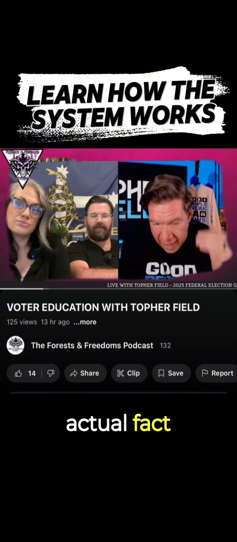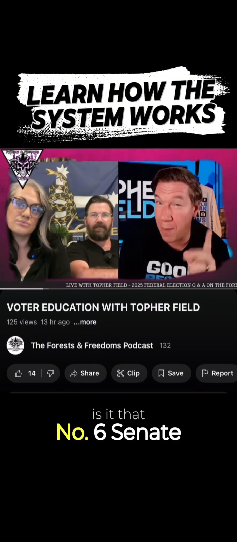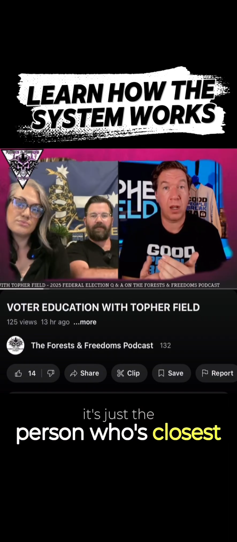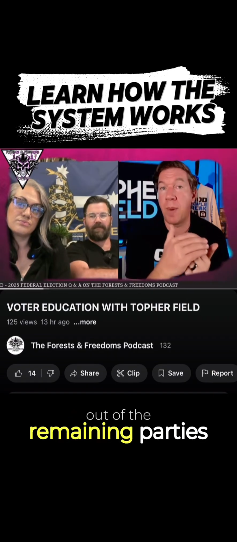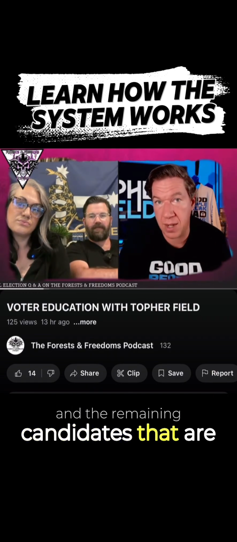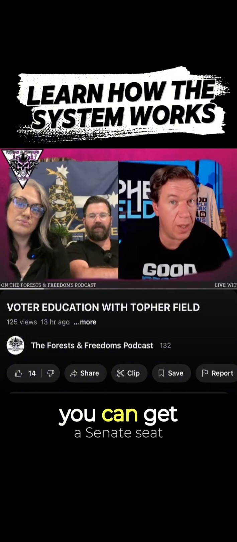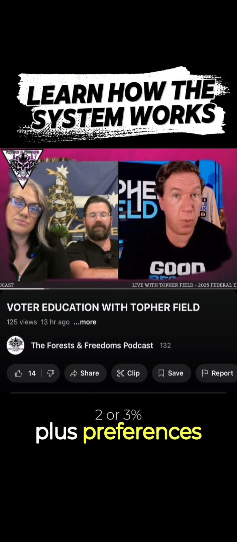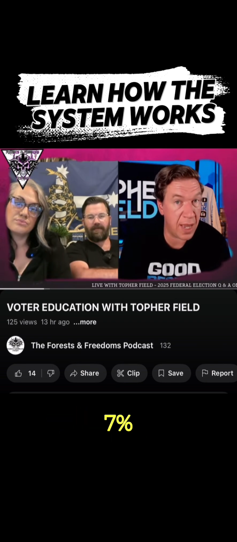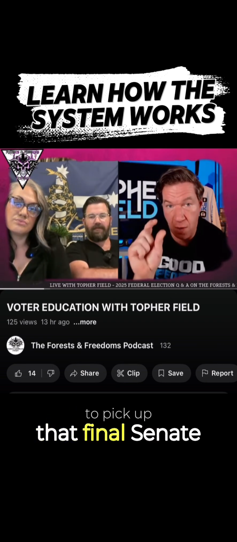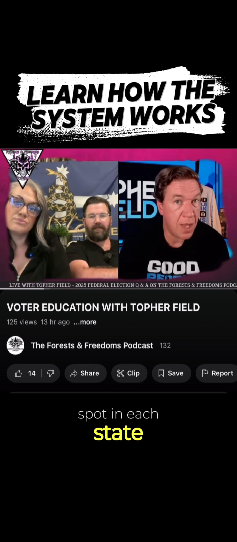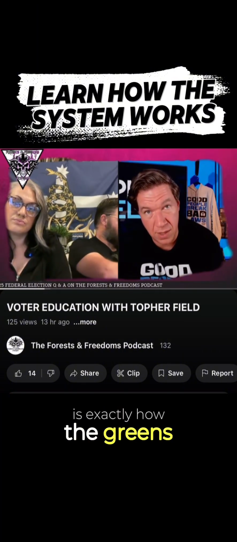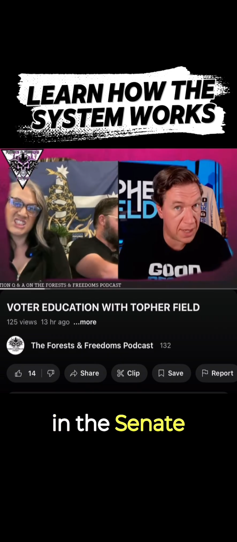In actual fact, the way it works in reality is that the number 6 Senate seat doesn't get a full quota. It's just the person who's closest to a quota out of the remaining parties and candidates that are left. So you can get a Senate seat with a primary vote of maybe 2 or 3%, plus preferences getting you up to about 7%, and that can be enough to pick up that final Senate spot in each state. Now, this strategy of picking up that seat is exactly how the Greens took over the balance of power in the Senate.